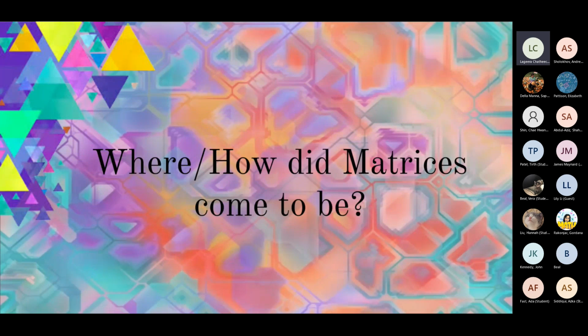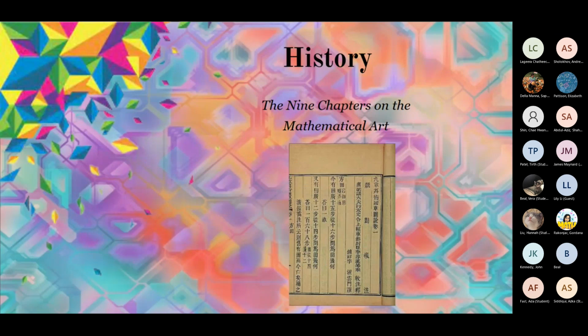So where or how do matrices come to be? Matrices have a long history of applications in solving linear equations, but they were known as arrays until the 1800s. The Chinese text, The Nine Chapters on the Mathematical Art, was written in the 10th to 2nd century BCE, which is an example of the first use of array methods to solve equations, including the concepts of determinants.